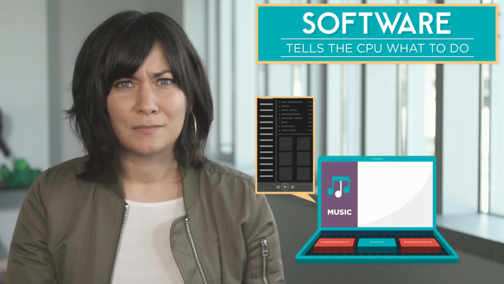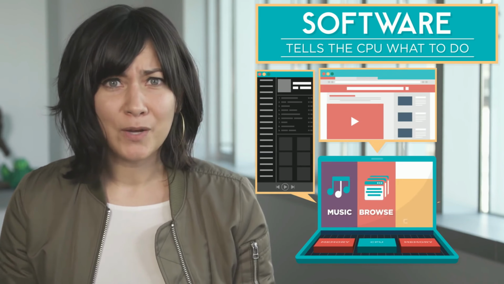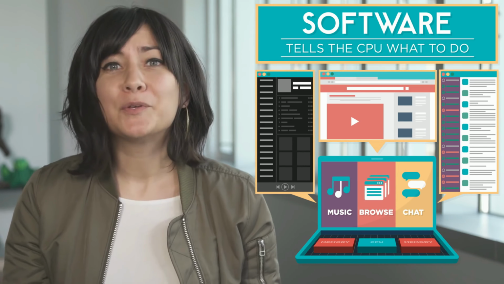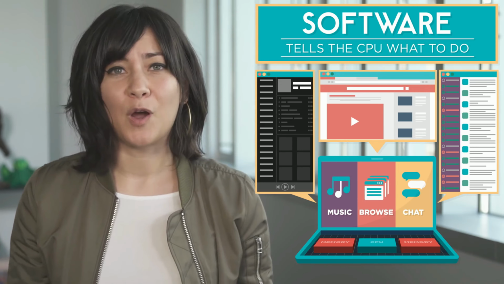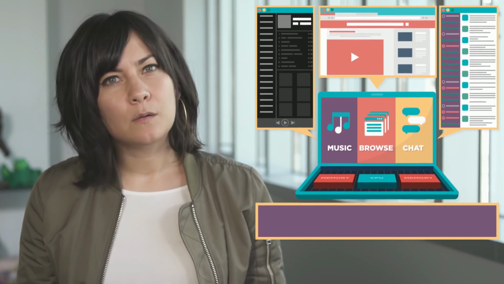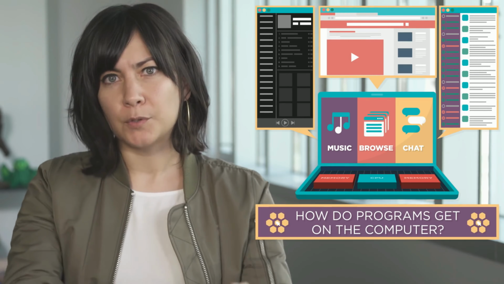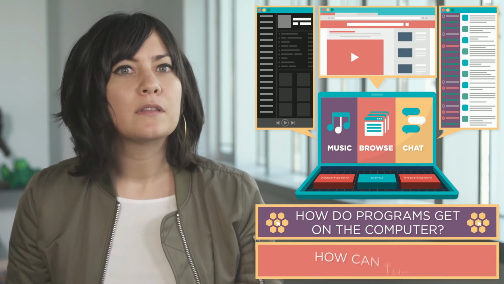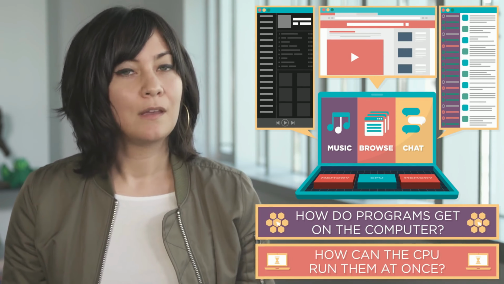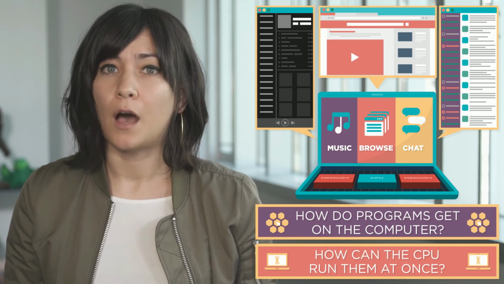But when you're listening to music and browsing the web and chatting with a friend, your computer is running multiple pieces of software all at once. So how do all of these programs get on the computer in the first place? And how can the CPU run them all at once? To find out, we'll have to take a look at the operating system.